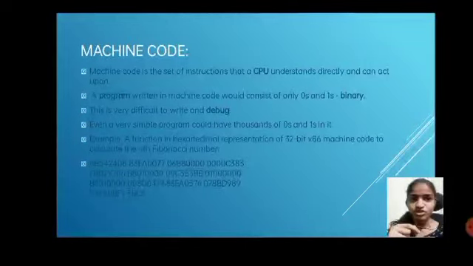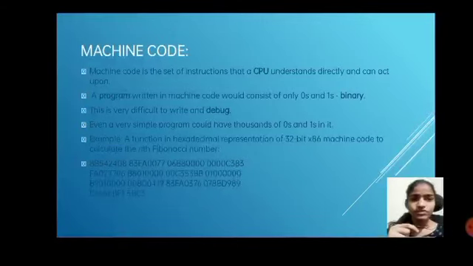What is machine code? Machine code is a set of instructions that a CPU understands directly and can act upon. As I said, high level languages also have to be converted into machine code, and only then are the programs going to execute. A program written in machine code would consist of only zeros and ones, binary. So it follows only binary format, zeros and ones.